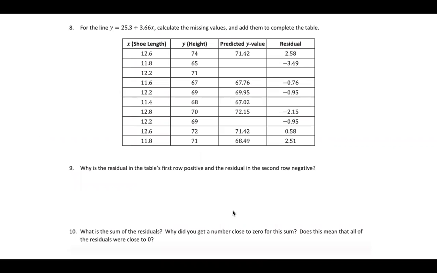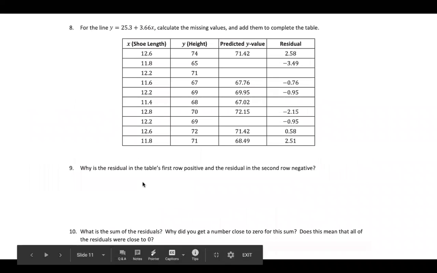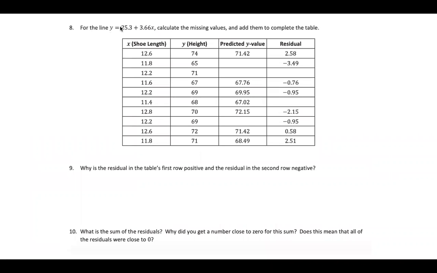So if we look at this, we are going to take a minute and calculate some of these answers. What is the residual? The first thing we're going to do is plug in some values here. The predicted y value, if we have a shoe length of 11.8: we plug in 11.8, multiply it by 3.66 and add 25.3, and we'll get the predicted y value. And then if we take our height and subtract our predicted y value, that will give us our residual.